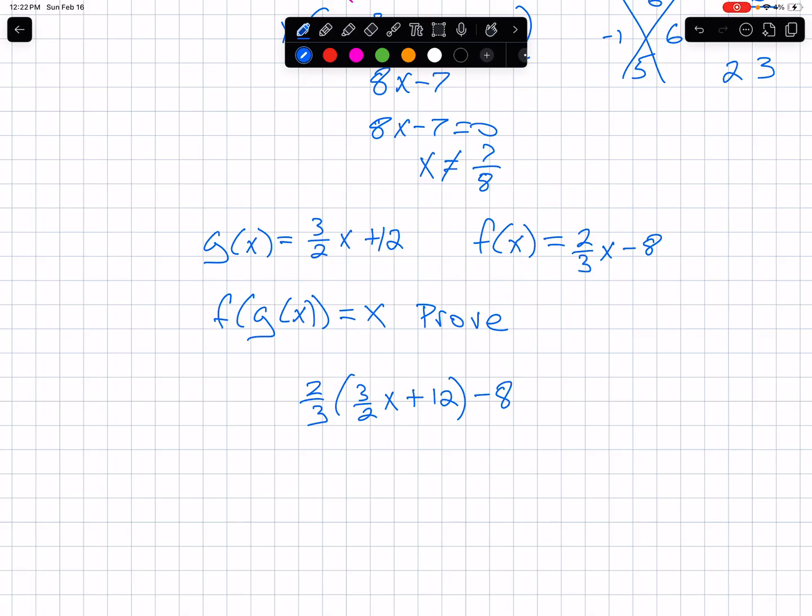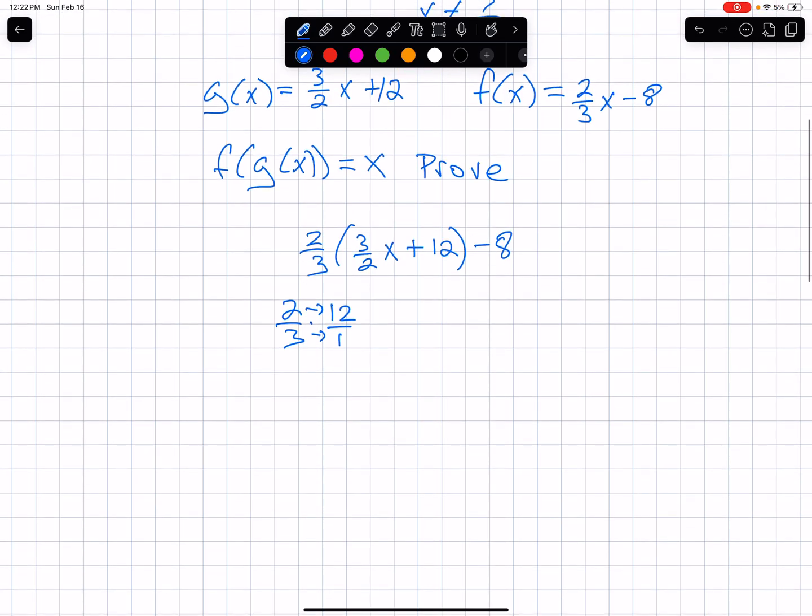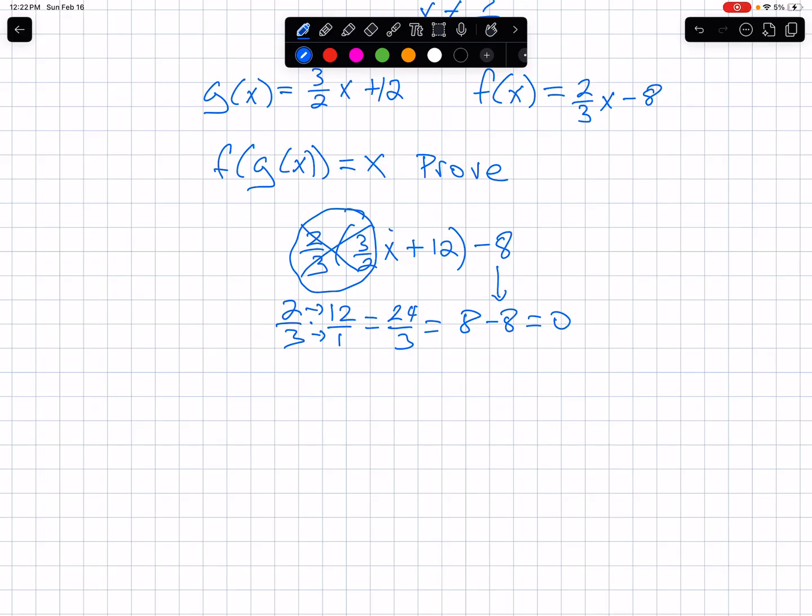And then you just think what 2/3 of 12 is. When you multiply two fractions, always go straight across, top and bottom. So 2 times 12 is 24, 24 over 3. 24 divided by 3 is 8. And then we subtract that 8, so that is gone. And when you multiply these two together, they cancel. So what do we have? x. Yes, so these two functions are inverses because we got x as the answer.